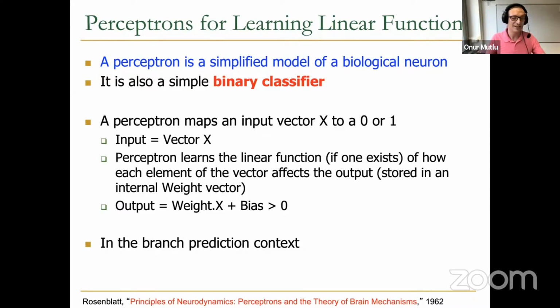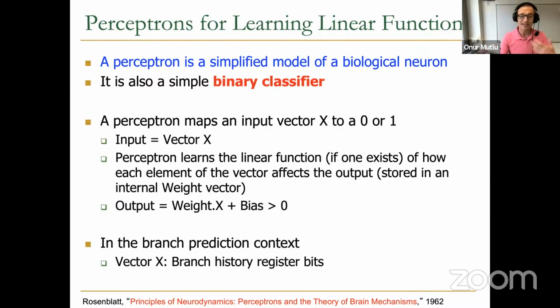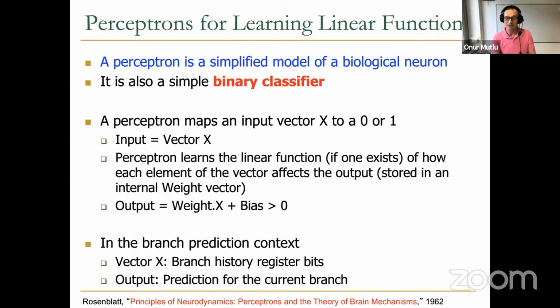But in the branch prediction context, let's go back to branch prediction. Vector X is the branch history register bits, the different bits in the branch history register. It could be 16 bits. It could be 256 bits, whatever. The output is the prediction for the current branch. And the weights are the training that you have done to identify the correlation of each bit with the current branch, basically. What is the correlation of this particular bit in the branch history register? What's the effect of that on the potential outcome of the current branch? And we will see this in a little bit.